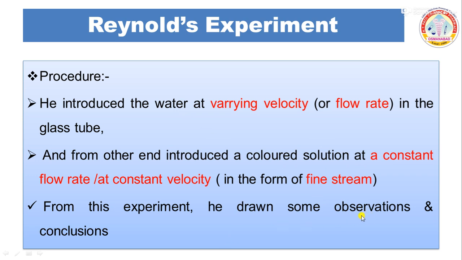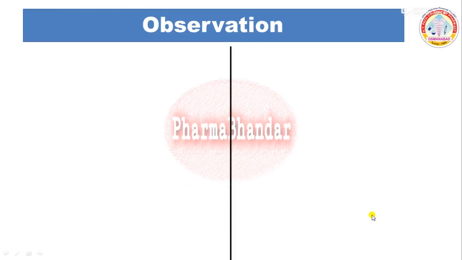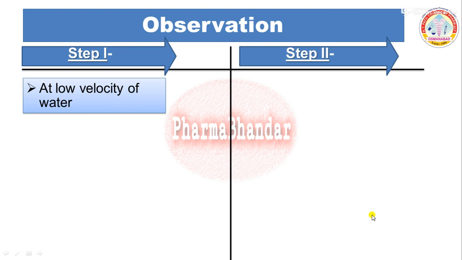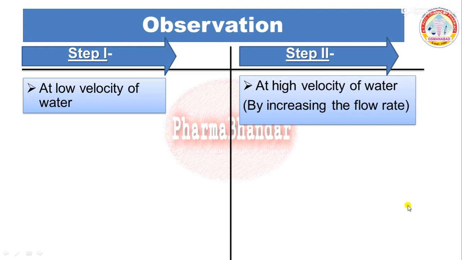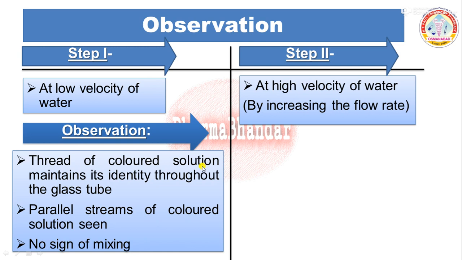So let us see the observations. For understanding purposes, I divided this experiment into two steps. In the first step, he introduced the water at a low velocity, and in the second step he introduced the water at a high velocity by increasing the flow rate. When he introduced the water at a low velocity, he observed the thread of colored solution maintained its identity throughout the glass tube, and all the colored streams were parallel to each other, which indicates no sign of mixing.